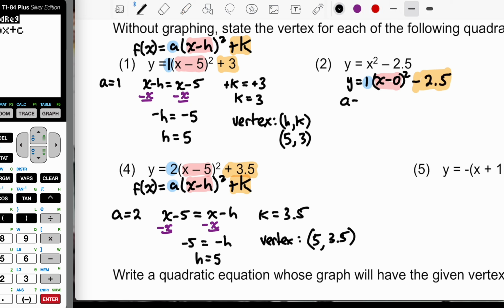And so you'd say a equals 1, x minus h is equal to x minus 0, and k is equal to negative 2.5. And then when you solve, you get h is equal to 0, making your vertex, again, 0, negative 2.5. Right.